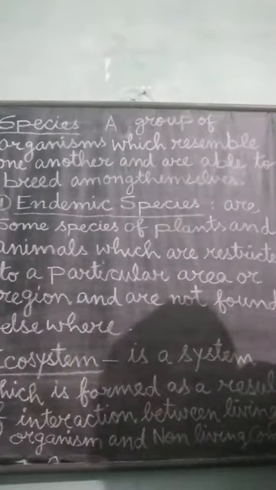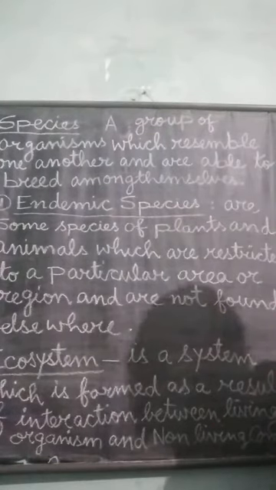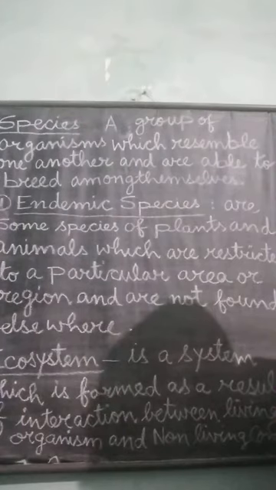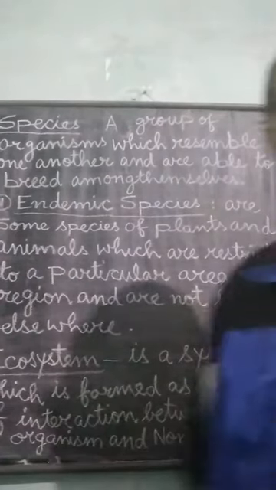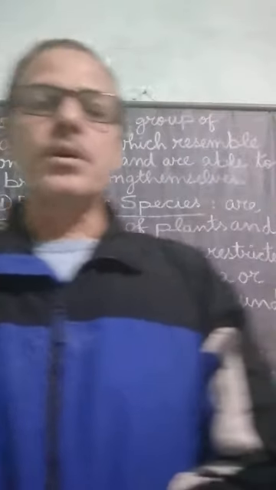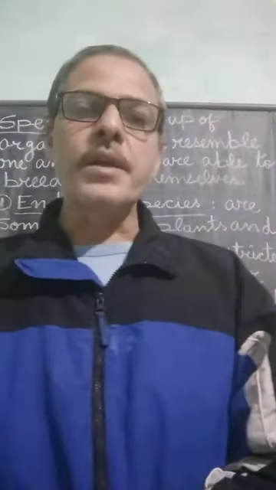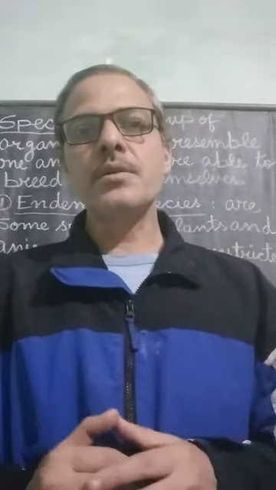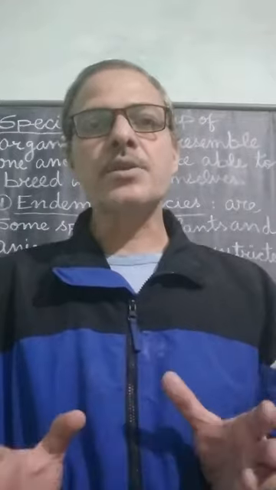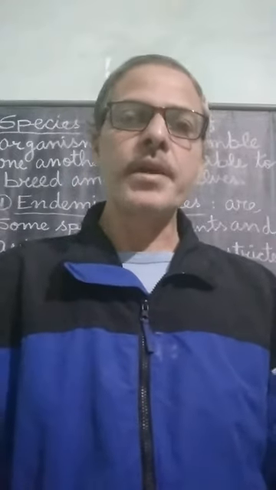Next to this species, the next type of species given in your syllabus is the endemic species. So what are endemic species? There are some species of living organisms, whether plants or animals, which are restricted to a particular area or region, and they are not found anywhere else. So such species of plants or animals which are restricted to any particular area or a region, and are not found anywhere else in the world, are called endemic species.